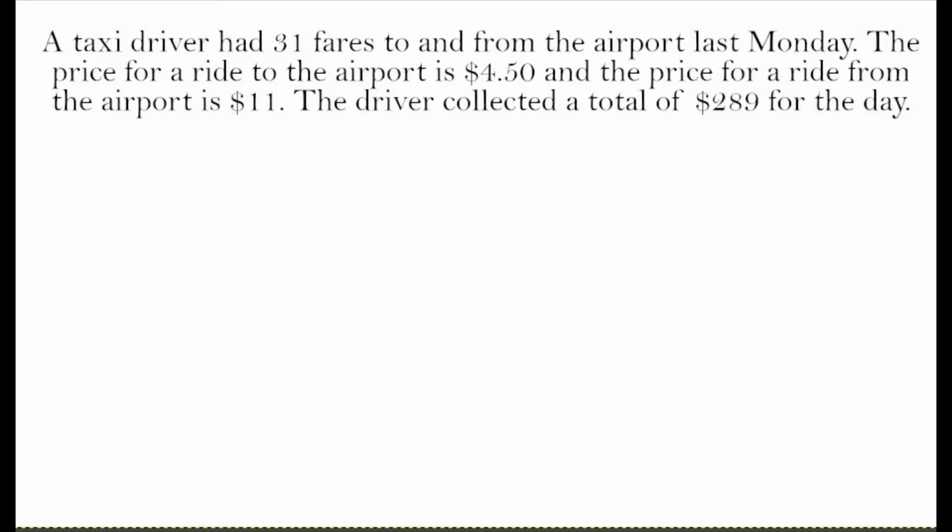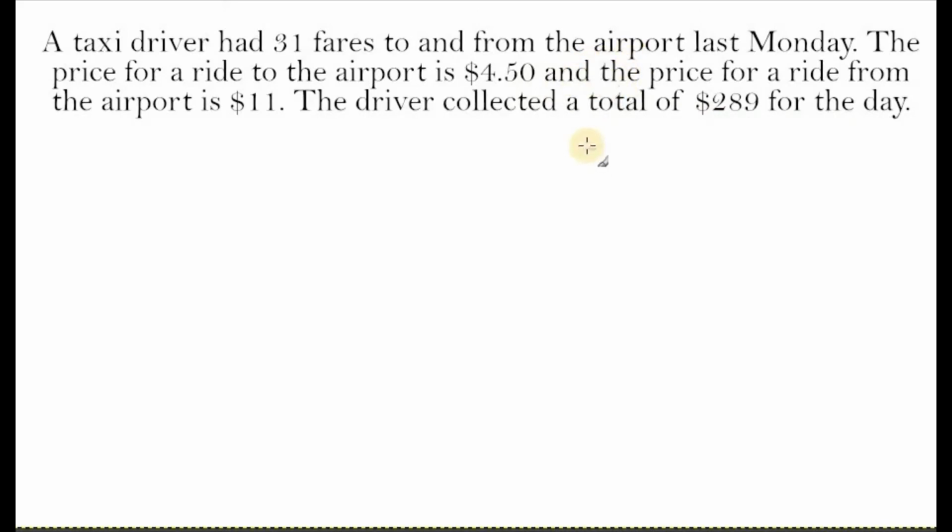So I have a word problem here. It says a taxi driver had 31 fares to and from the airport last Monday. The price for a ride to the airport is $4.50, and the price for a ride from the airport is $11. The driver collected a total of $289 for the day. So it wants to know how many fares to the airport and from the airport were there.